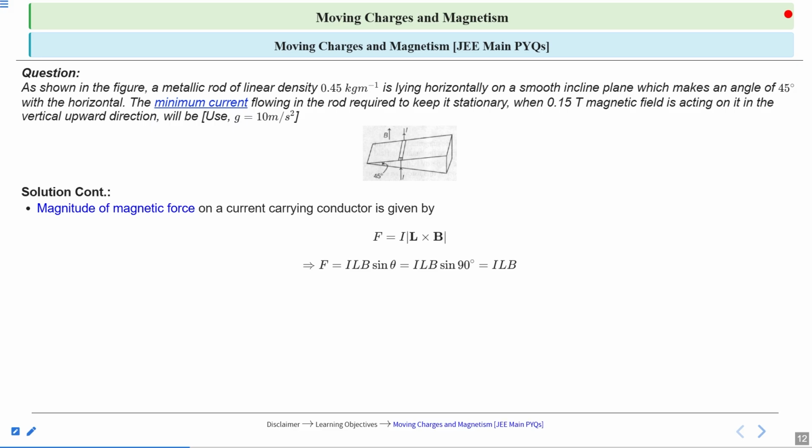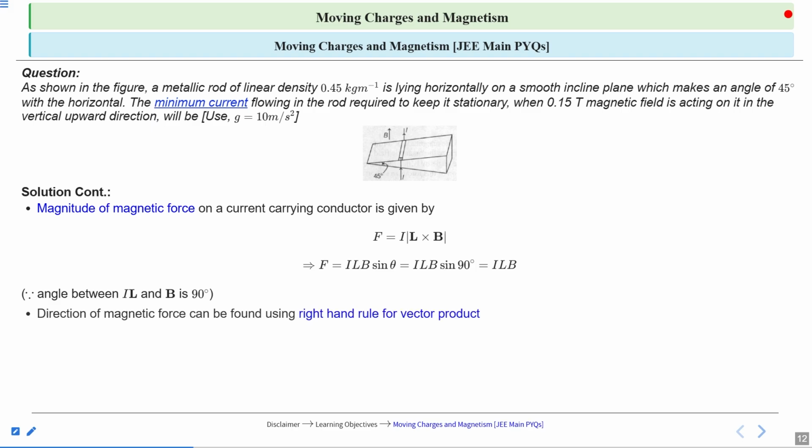Okay, the magnetic field and current are perpendicular, because the current is horizontal and the magnetic field is vertically upward. So they are perpendicular to each other, and theta will be 90 degrees here. So ILB sin theta equals ILB sin 90 degrees, which is equal to ILB, because sin 90 degrees is 1. The angle between IL and B is 90 degrees.